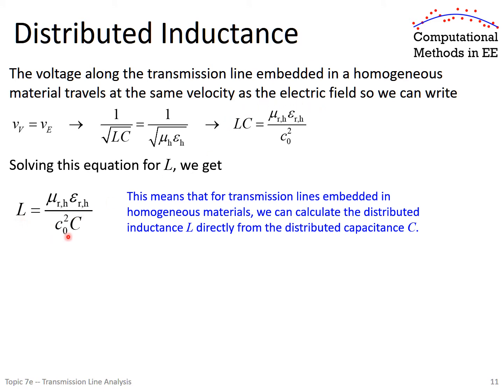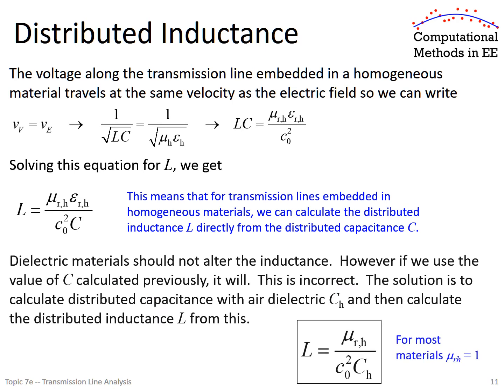So in other words, if we can calculate the distributed capacitance, we can immediately get the distributed inductance from that. But there's a catch here. The inductance of the line should not be a function of the permittivity, because the permittivity is the electric response of the material. But we have permittivity here, and it seems like if the capacitance is a function of permittivity, so should the inductance. So something weird's happening here.